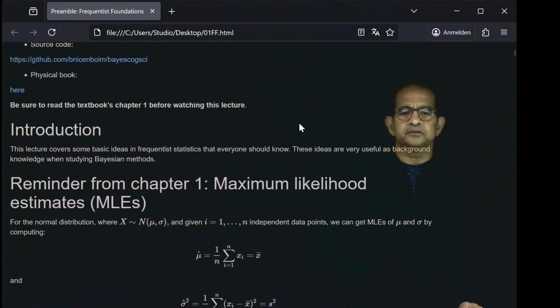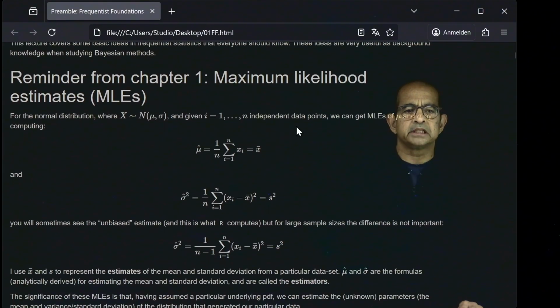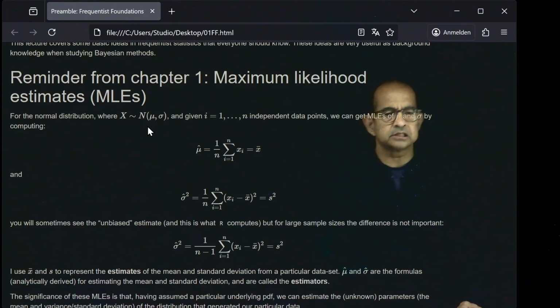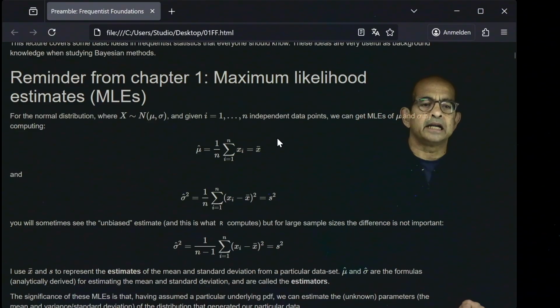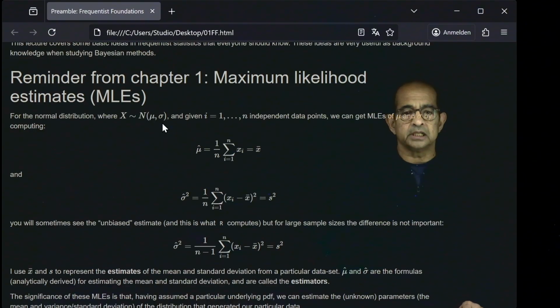So the very first thing that we do when we collect some data is that we assume that the data are coming from some distribution. So let's take a very simple case. Let's assume that the data are independent. So each of the n data points is independent of every other data point. And let's assume that the data are coming from some distribution like a normal distribution, which has some parameters mu and sigma, which are unknown to us and will forever remain unknown to us.